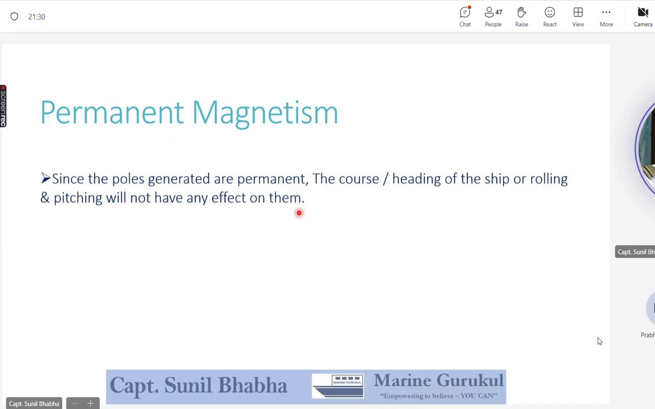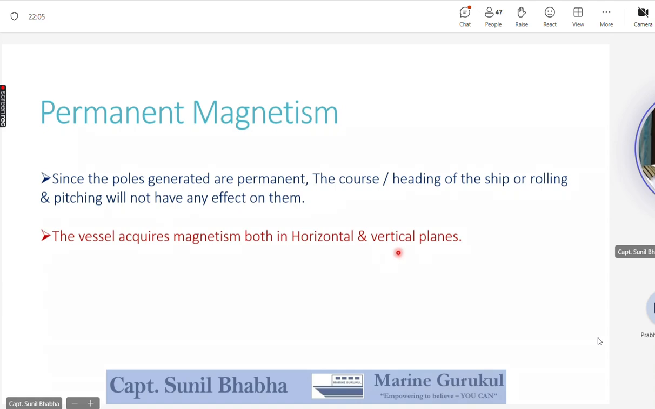because these are permanent poles. Now the ship which I showed you in the previous slide, the lines of force were entering on the deck and they were leaving out from the keel. So if there is a bulkhead, let us say you are welding a bulkhead in place, an intertank bulkhead, the topmost part of the bulkhead is going to acquire blue polarity and the bottommost part of the bulkhead is going to acquire red polarity, and these poles will remain permanent always, as they are permanent magnetism. The vessel is going to acquire magnetism both in the horizontal and vertical planes. I will explain this to you with the help of diagrams going further.